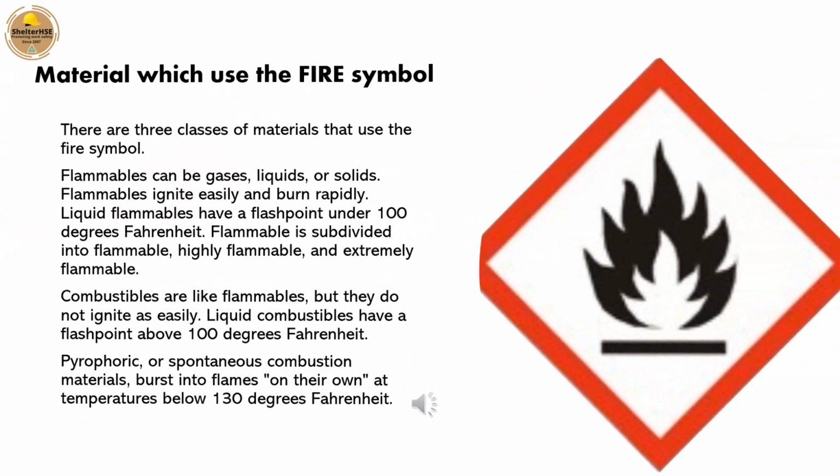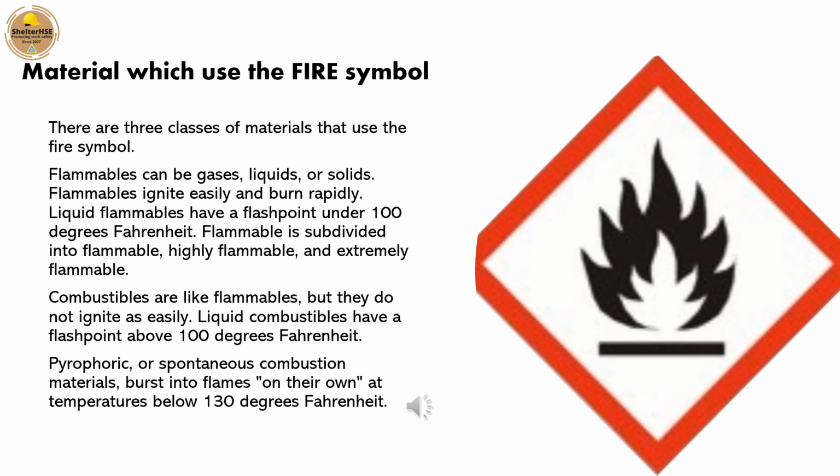There are three classes of materials that use the fire symbol. Flammables can be gases, liquids, or solids. Flammables ignite easily and burn rapidly. Liquid flammables have a flash point under 100 degrees Fahrenheit. Flammable is subdivided into flammable, highly flammable, and extremely flammable.